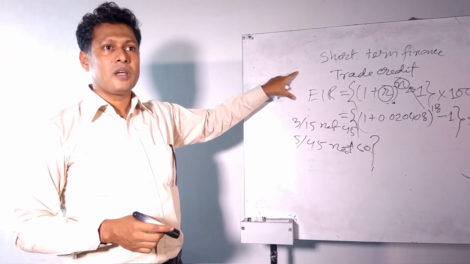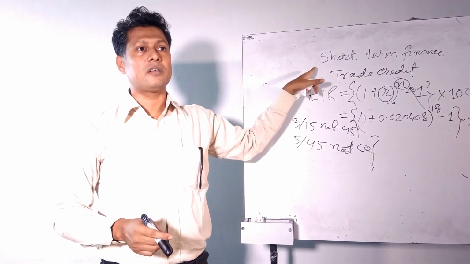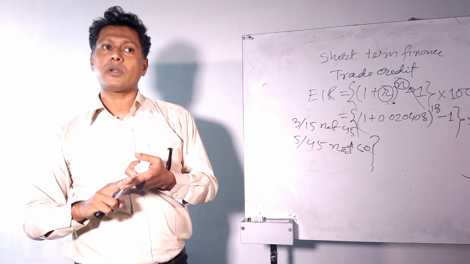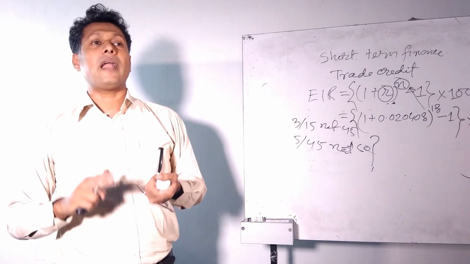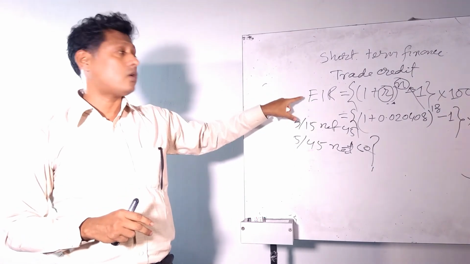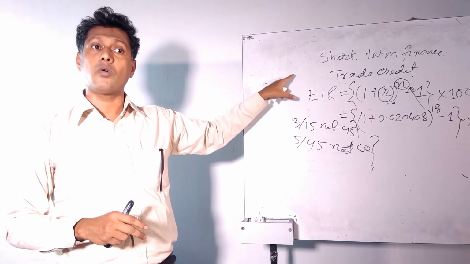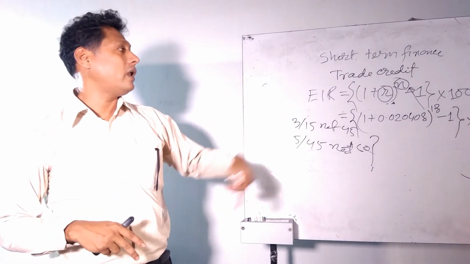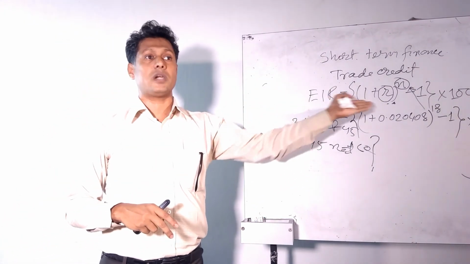Hey students, this is all for trade credit calculation. Two types of question will appear in the examination. One is for calculating the annual percentage rate, and another is for calculating the effective interest rate. If you want to calculate the effective interest rate, you must know how to calculate the annual percentage rate. The formula for annual percentage rate will appear in the effective interest rate formula.